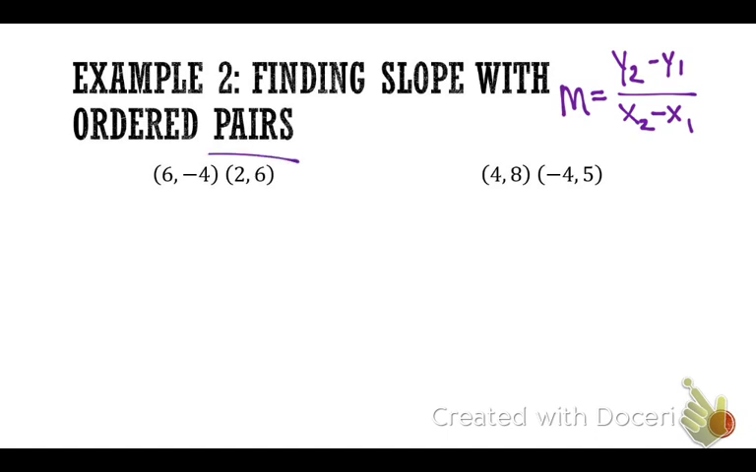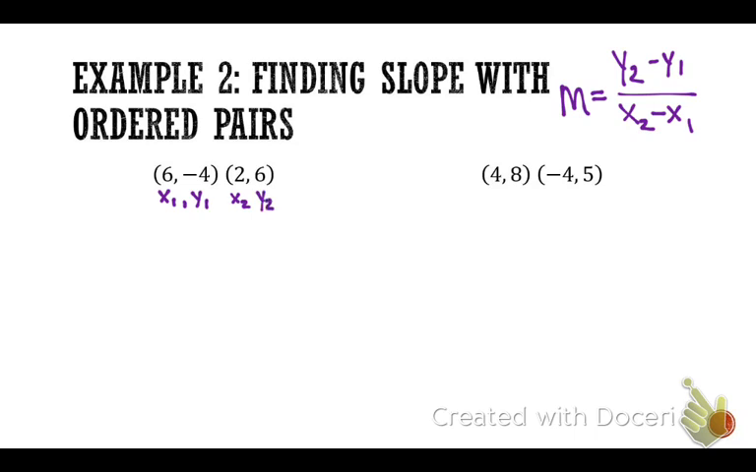So go ahead, if you haven't already, write this first set of ordered pairs. 6, -4, and 2, 6. So again, you're always going to have 2 ordered pairs. If you don't have 2, then this does not work. And your sequence goes like this. The first ordered pair is X1, Y1. The second ordered pair is X2 and Y2.